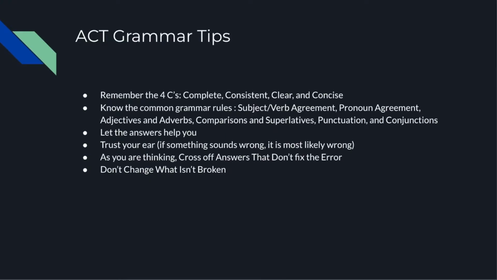So, ACT grammar tips. The biggest tip is to remember the 4 C's: complete, consistent, clear, and concise. Good writing should be in complete sentences. Everything should be consistent, the meaning should be clear, and the best answer, free of any errors, will be the one that is the most concise. I cannot stress that enough. If you apply the 4 C's, you'll be able to eliminate answer choices immediately when you see the test.